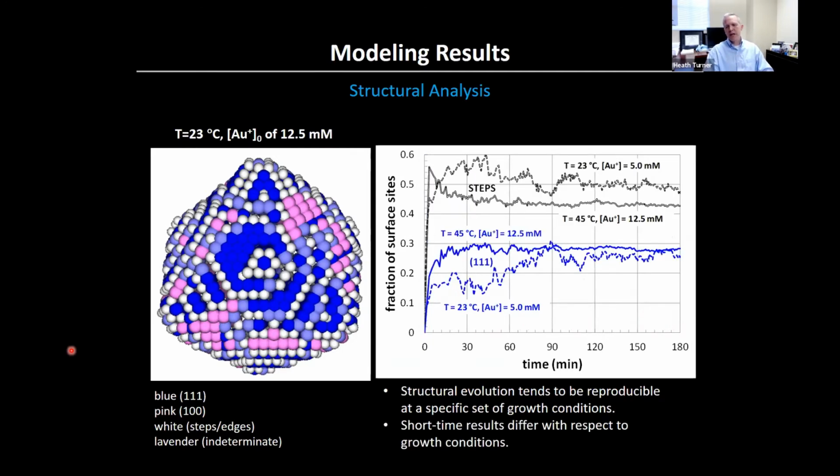So this is just an example. If we look at slightly different conditions, we have some control. We have some knobs where we can change the precursor concentration, or possibly the temperature or pH, and get different surface features in the system.